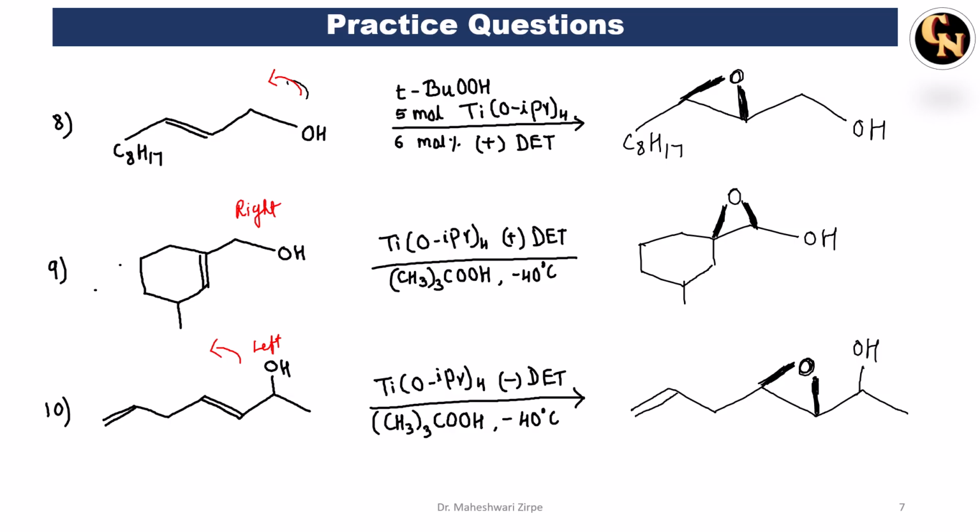There is a double bond here, and this way you can solve the Sharpless epoxidation numericals or the problems which are given in the exam. They are very simple. I've told you the trick.